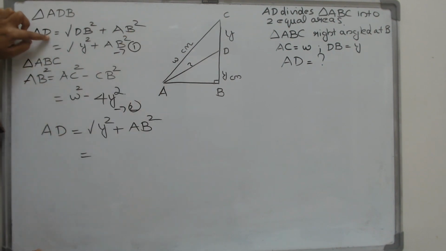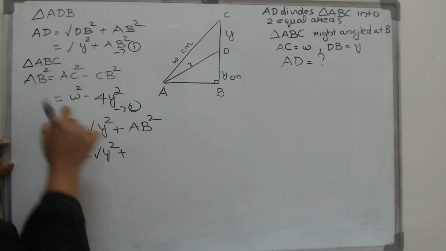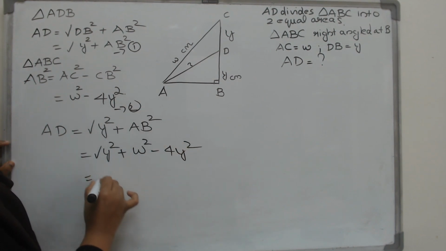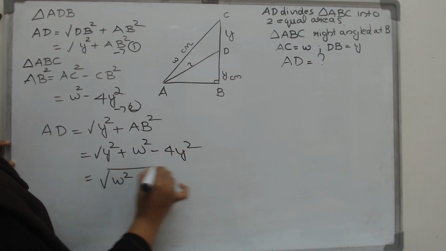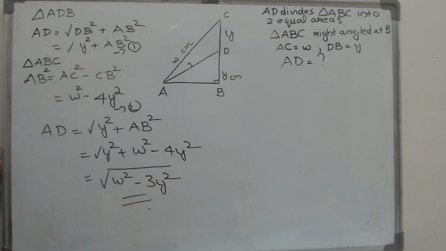So when you substitute this value here, you get what? AB square is W square minus 4Y square, which means it is W square minus 3Y square. This is the answer that you are looking for.